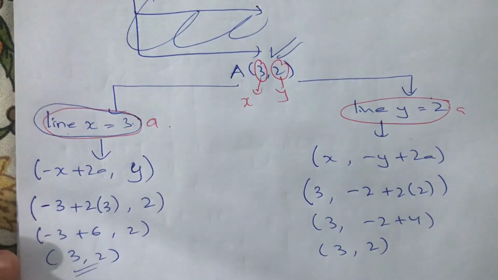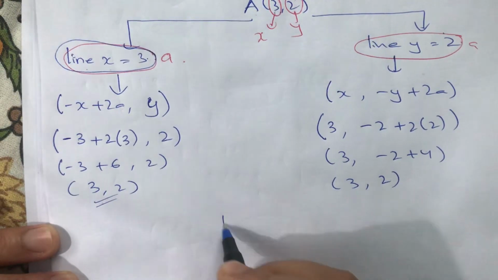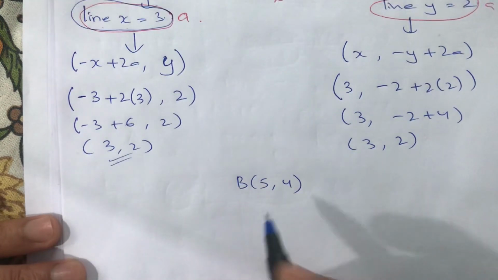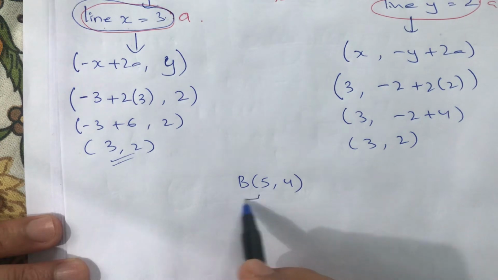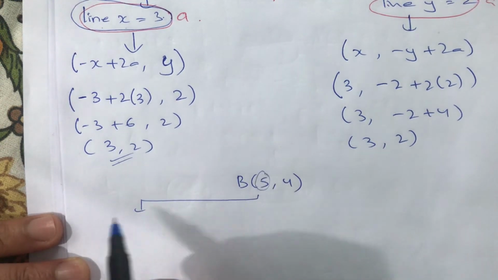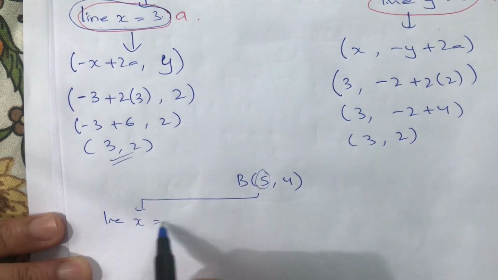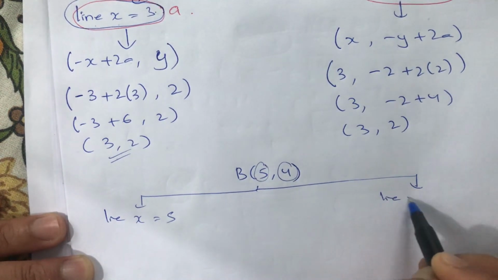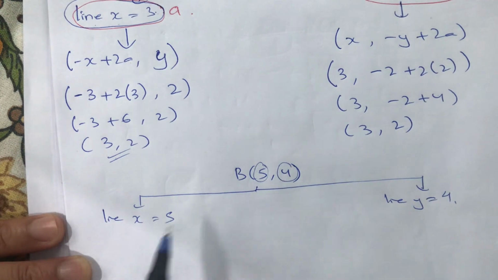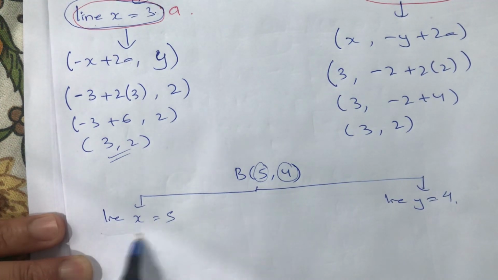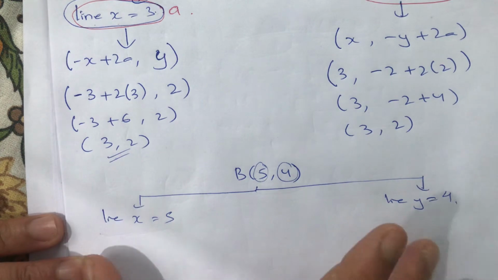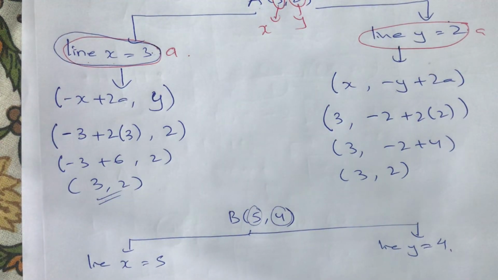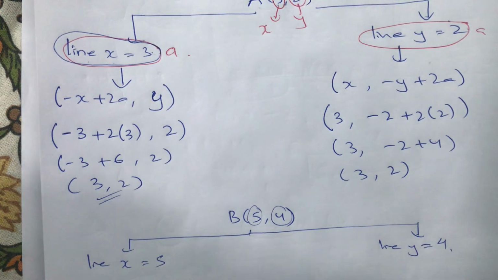If I have another point, let's say B, 5 comma 4, which has neither x nor y equal to 0, and I ask where it is invariant, obviously it will be invariant on line x equals 5, since x is 5, and on line y equals 4, since y is 4. So this point is invariant on either line x equals 5 or line y equals 4. If you want, you can verify it yourself using the respective formulas. Okay, that is the only thing we have about invariant points.